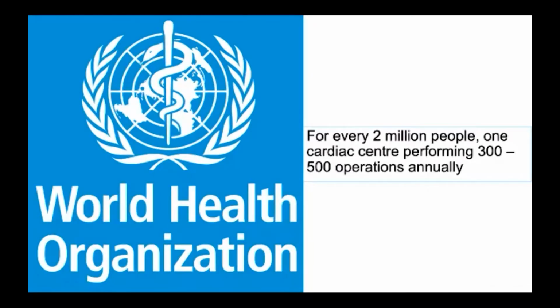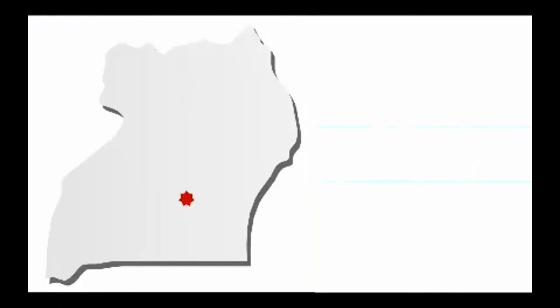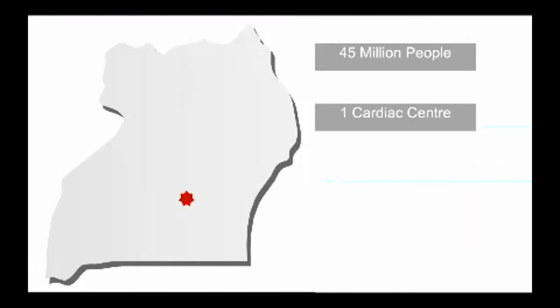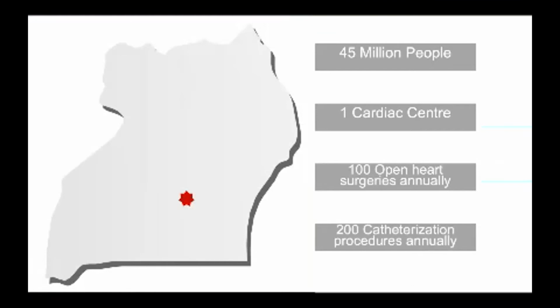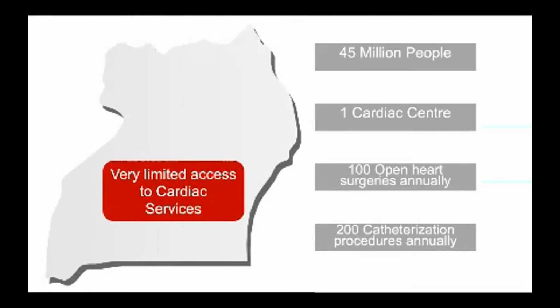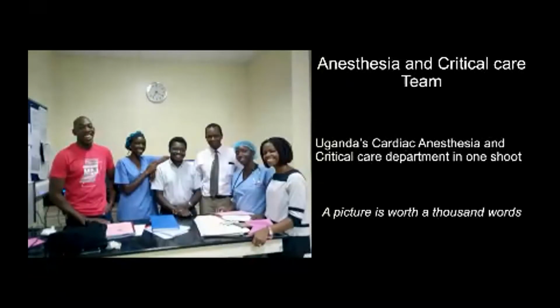The WHO does recommend that for every 2 million people, at least one cardiac center should exist that performs 200 to 500 operations annually. If we look at the population of Uganda that has 45 million people, you'll find only one cardiac center that is performing approximately 100 open heart surgeries annually and about 200 catheterization procedures annually. And of course, this highlights a very limited access to cardiac services. And because of that, there are a lot of limitations that are bestowed upon us.